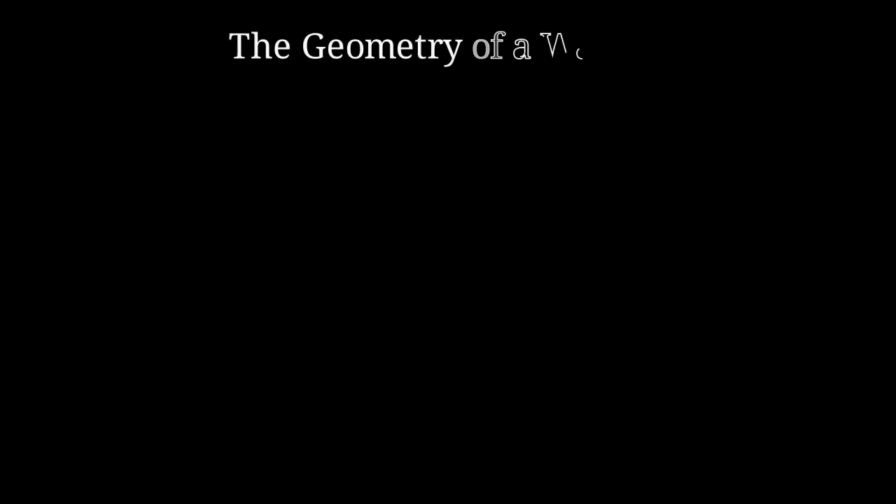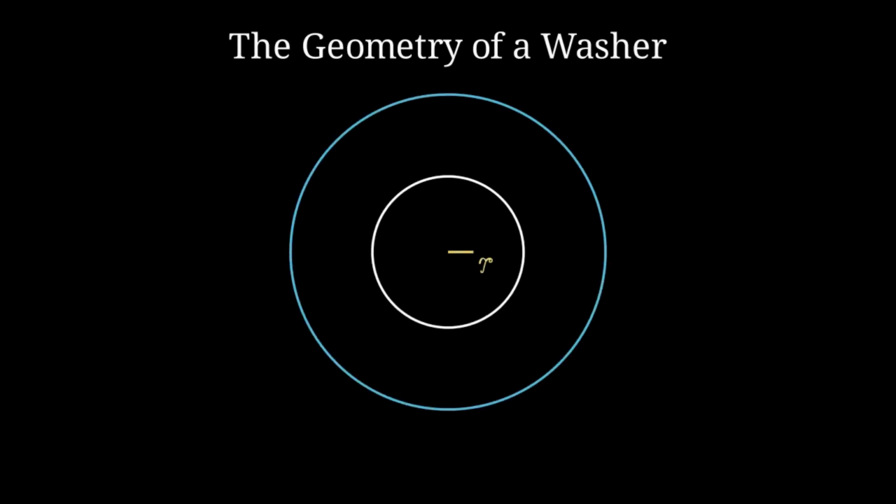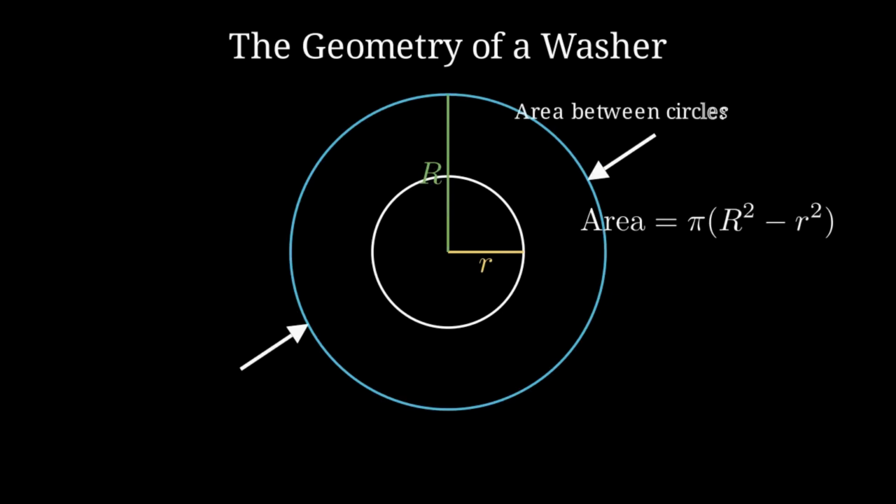The area of a single washer is the area of the outer circle minus the area of the inner circle. Mathematically, this is pi times the outer radius squared, minus pi times the inner radius squared. By factoring out pi, we get our cross-sectional area formula, pi times the quantity R squared minus r squared.